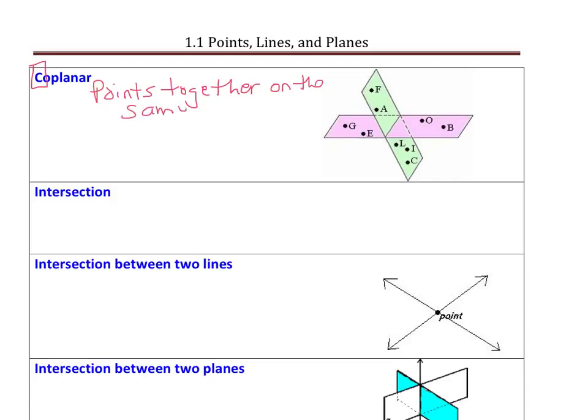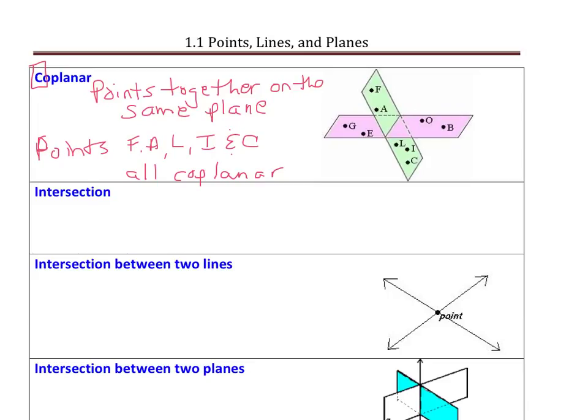And for example, on the green plane, we could say that points F, A, L, I, C, those are all coplanar because they are on the same plane. Likewise, G, E, O, and B are all coplanar.